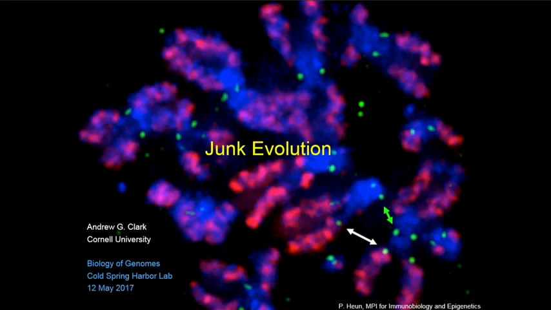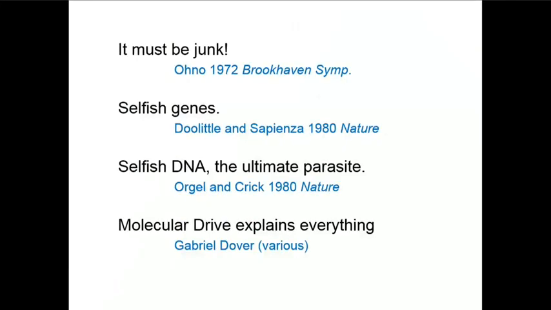So this topic kind of burst onto the scene with Susumu Ohno in 1972, first saying that, okay, it must be junk because we don't know what it does. It's highly repetitive DNA that seems to be in the genome, but we don't know how it's structured or anything at that point. We just knew that there was a lot of it.